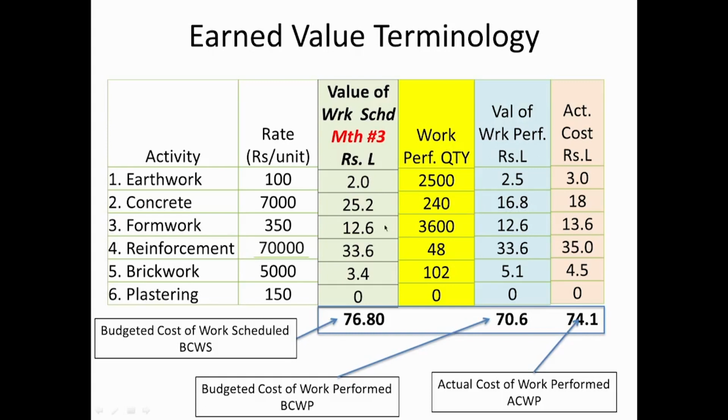As far as formwork or reinforcement, both of these I am on what I had originally planned to do. You can see 12.6, 12.6, 33.6, it's as planned. And as far as brickwork also I am ahead. So while I am ahead on brickwork and earthwork, and doing as planned on formwork and reinforcement, I am really behind on my concreting. So this allows me to pinpoint that the concreting package is what is causing me to fall behind schedule.